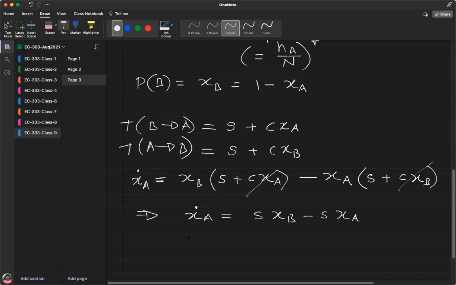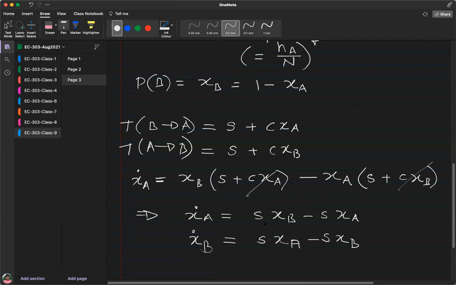Now let us also write down an equation for xb. How will that look like? Xb dot is equal to, now that you know the equation, how should this look like? It should be s times xa minus s times xb. Also think, does it make intuitive sense?